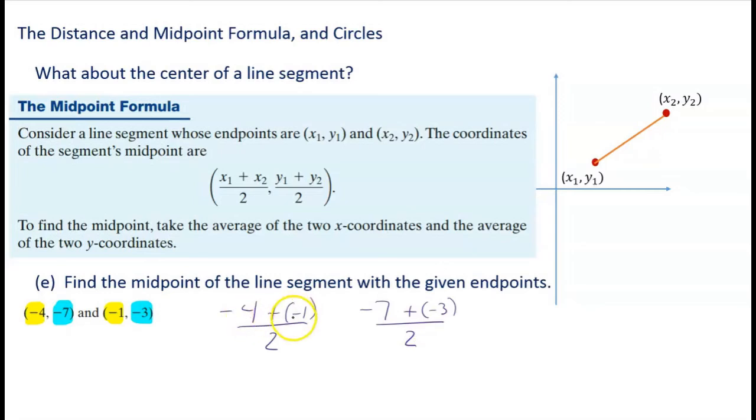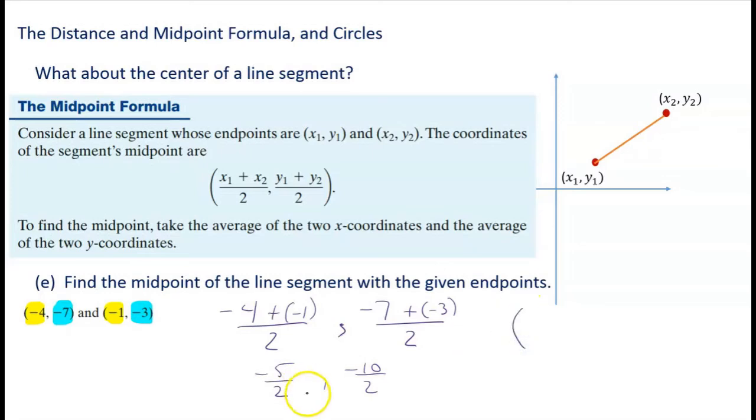Now, -4 plus -1 is -5 divided by 2. -7 plus -3 is -10 divided by 2. Notice the comma I put between them? Because you know what? My answer is a point. It's the x value and the y value that's the average.